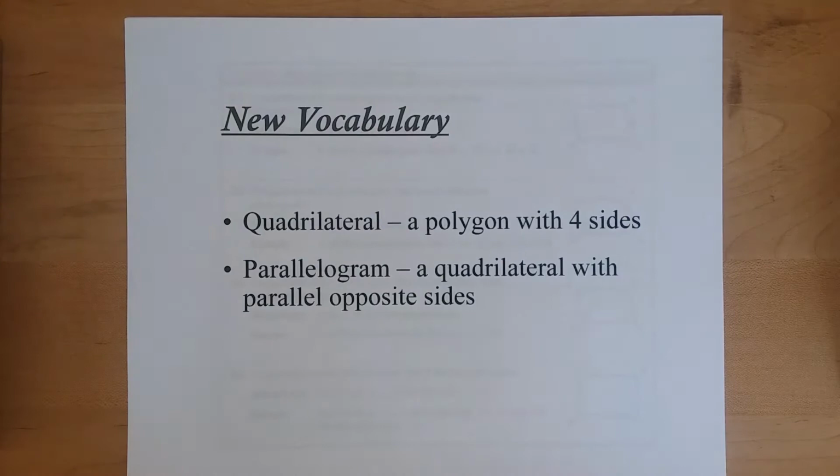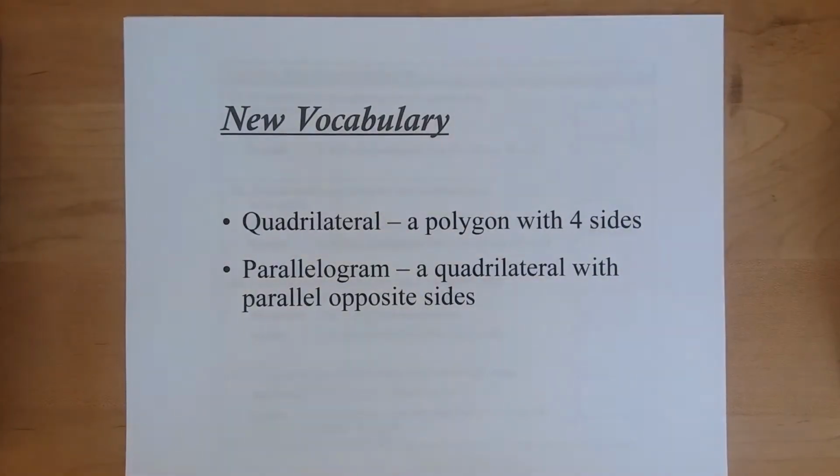Quadrilateral. We talked about these briefly in the last lesson. When we talked about polygons, we studied polygons with all different numbers of sides. And a quadrilateral, we learned, was a polygon with 4 sides. And in this lesson, we want to study a very specific type of quadrilateral called a parallelogram. A parallelogram is a quadrilateral with parallel opposite sides. That's our most fundamental definition of a parallelogram.